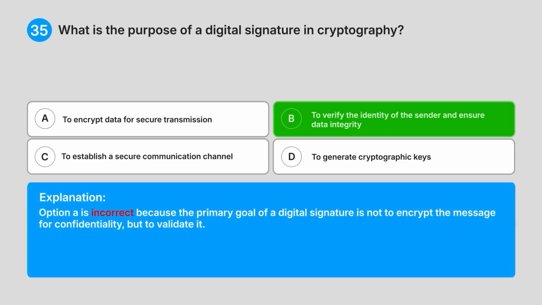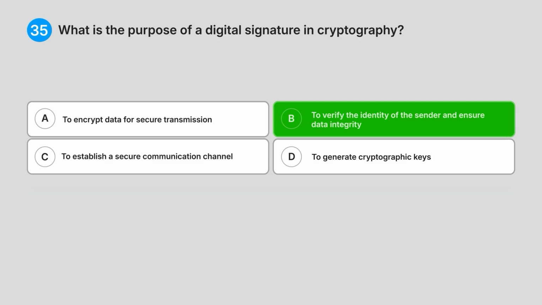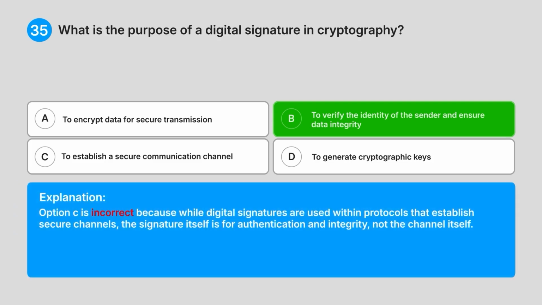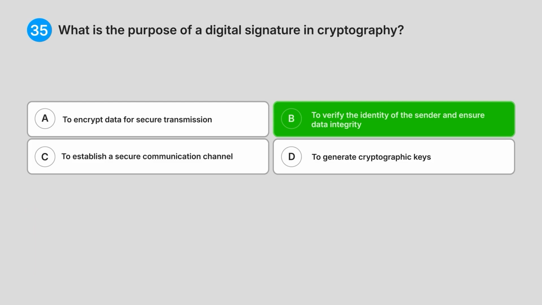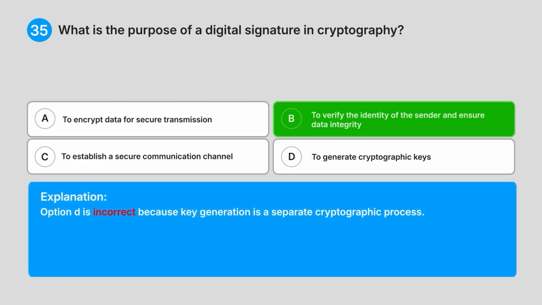Option A is incorrect because the primary goal of a digital signature is not to encrypt the message for confidentiality, but to validate it. Option C is incorrect because while digital signatures are used within protocols that establish secure channels, the signature itself is for authentication and integrity, not the channel itself. Option D is incorrect because key generation is a separate cryptographic process.